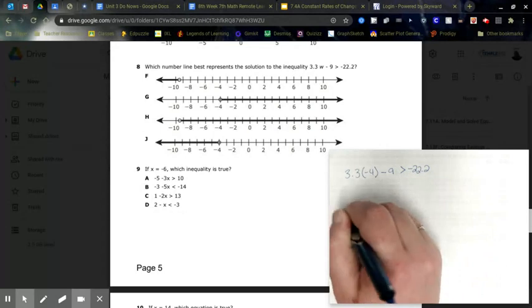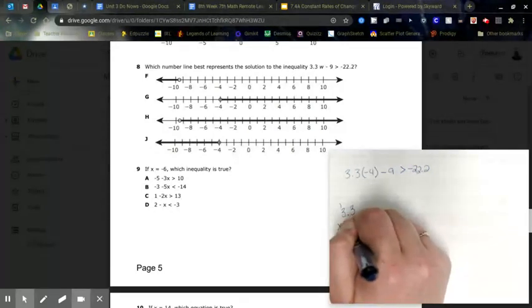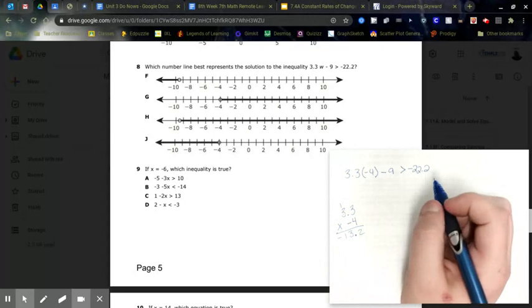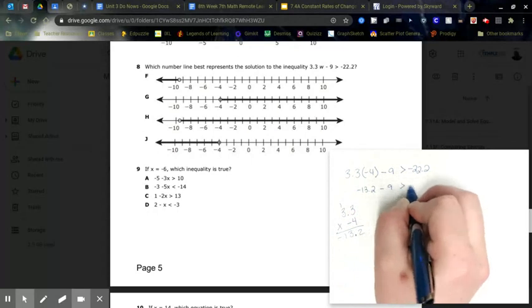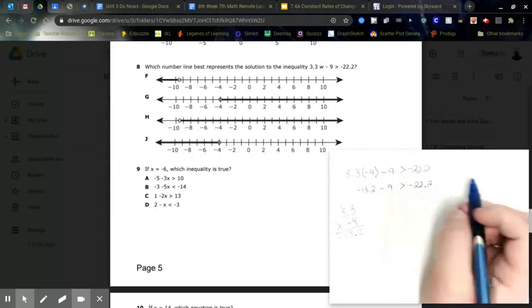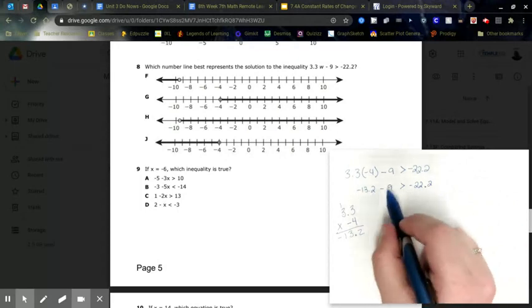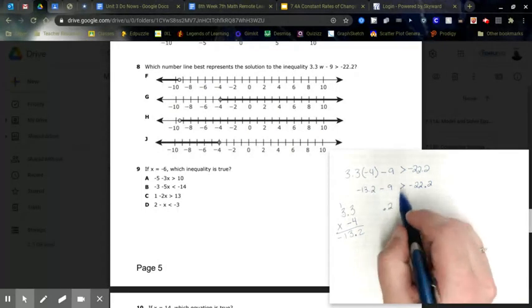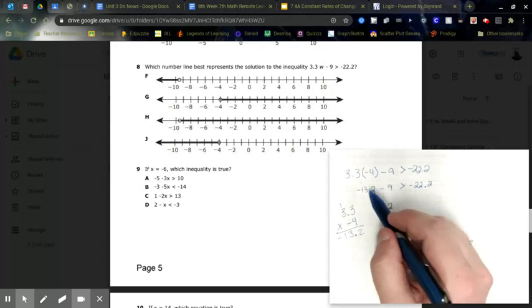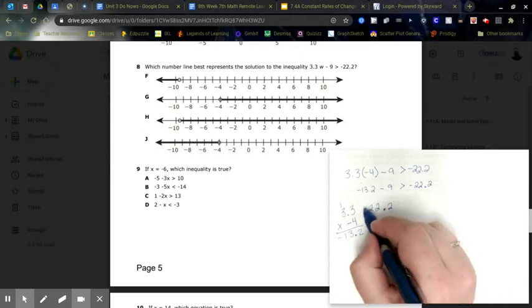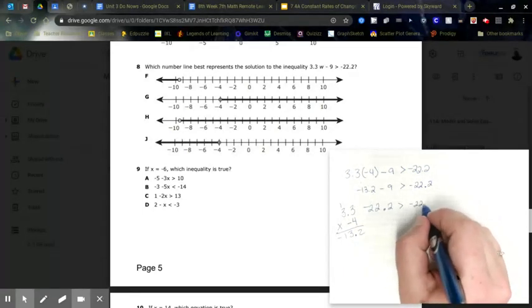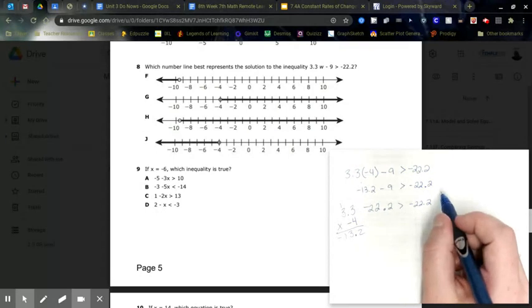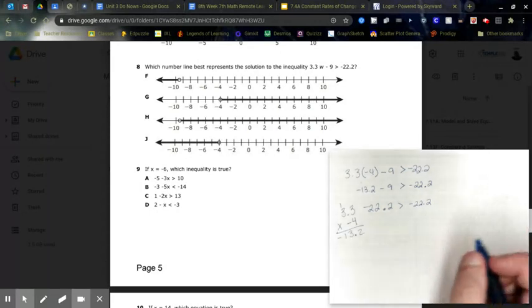4 times 3 is 12. 4 times 3 is 12. 13. -13.2, sorry. -13.2 minus 9 is greater than -22.2. So then we need to add those together because they're both negative. 9, 10, 11, 12, 22, -22. So it's one of the -4s. Let's see which one it is. So let's see if I can figure it out.